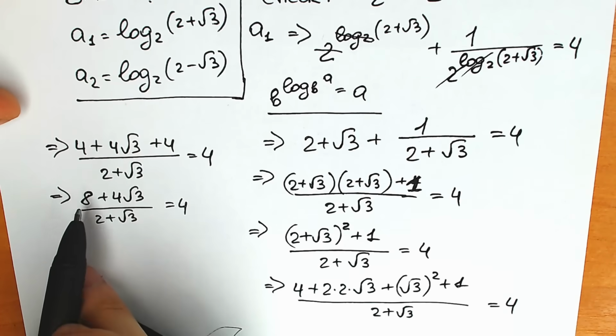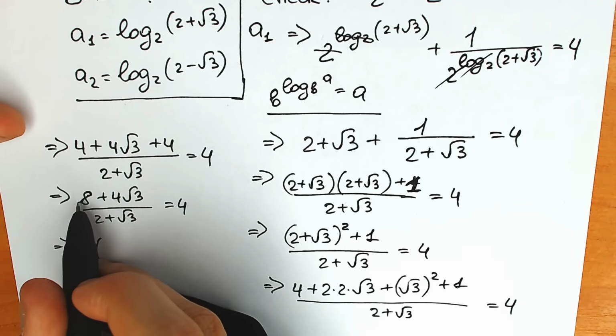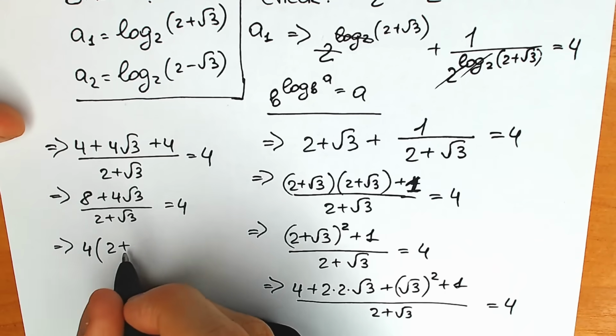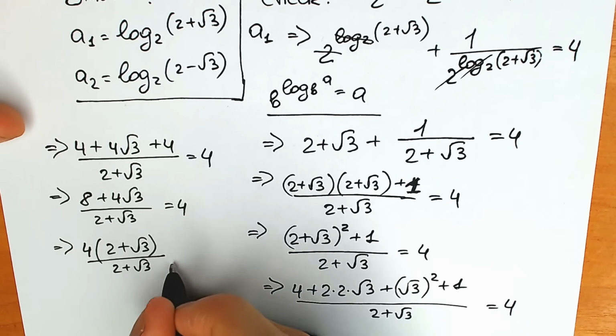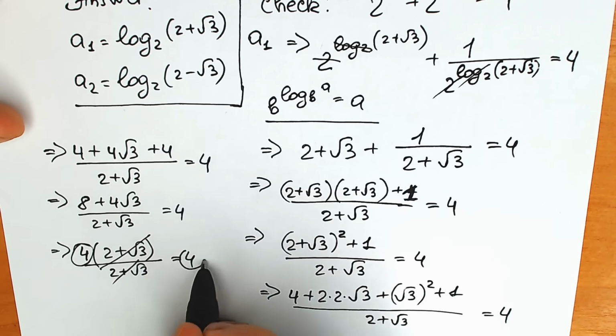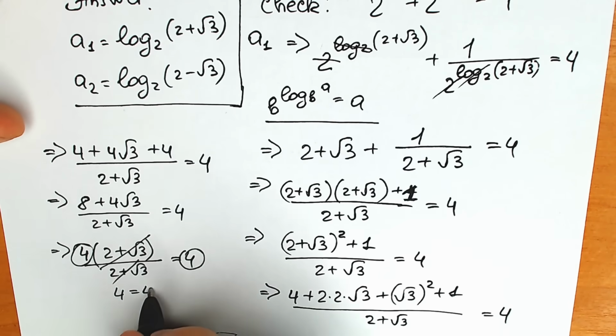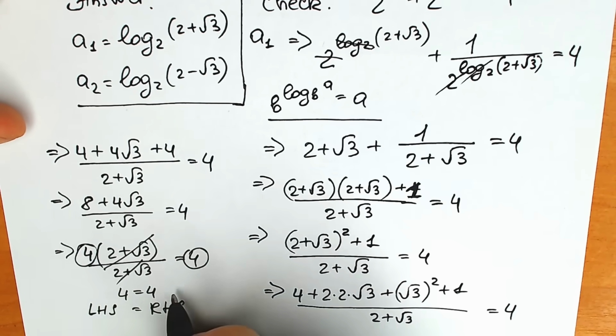In our numerator, we can easily factor out 4. So we have 4 in a parenthesis. We have 2 plus square root of 3 over 2 plus square root of 3 equal to 4. And right now, the final moment, we're going to cancel 2 plus square root of 3. And we have 4 equal to 4. So our left-hand side is equal to right-hand side. So our root is correct.